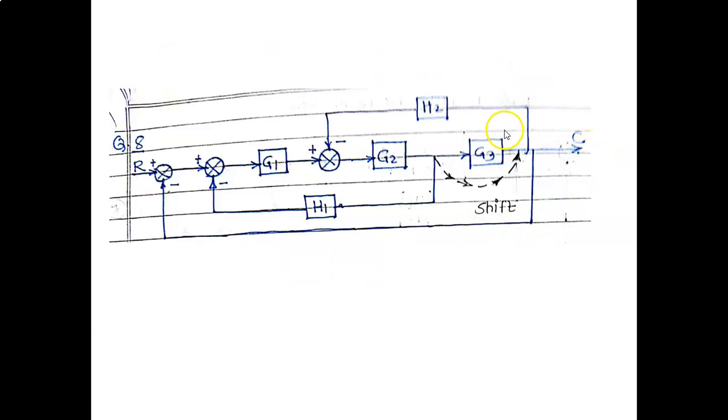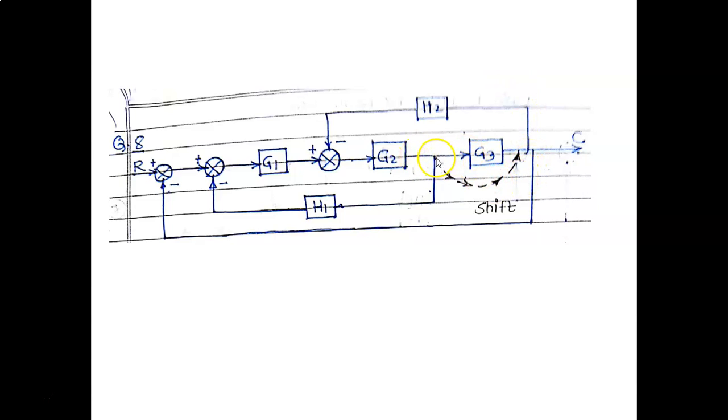Now here these two blocks G1, G2 are not in series. Also this H1 is not forming any feedback loop with G1, G2 or this summing point, because between this summing point and block G2, block G1 is there and this summing point is there. Therefore this diagram is somewhat complicated. Therefore we have to solve it.